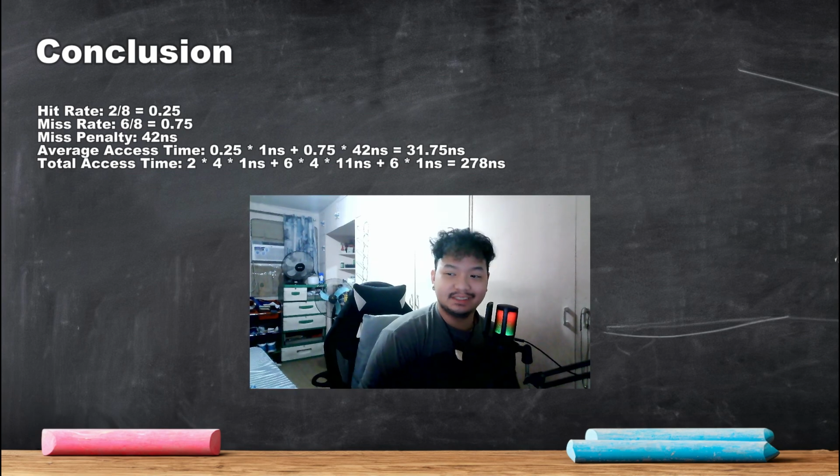As we can see from these calculations, understanding miss penalty, hit rate, miss rate, and total access time is essential for evaluating cache performance. A lower miss rate combined with a smaller miss penalty can significantly reduce the overall access time, making the system more efficient.